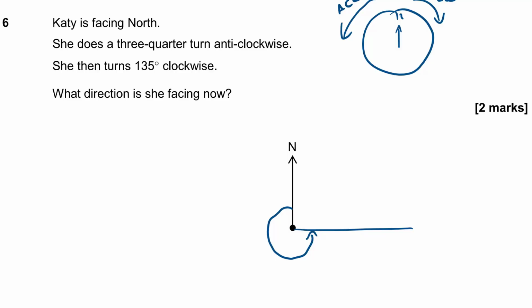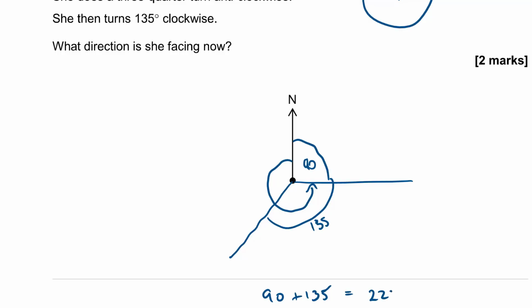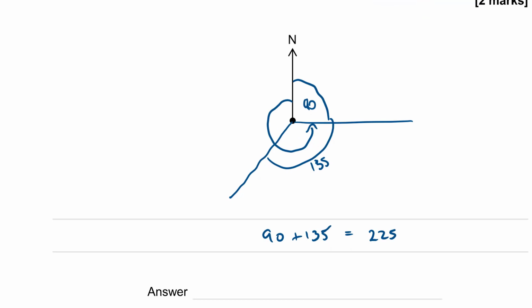Now 90 degrees is a right angle and 180 degrees is a straight line. So 135 degrees is somewhere in between. It's going to be about like that, isn't it? That's 135 degrees. What direction is she now facing? Well, the angle between there and there is 90. So if I add on the 135, 90 plus 135 gives me an answer of 225. So she's on a bearing of 225 degrees.